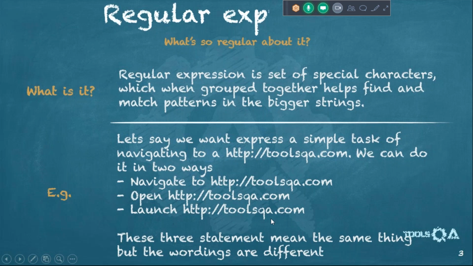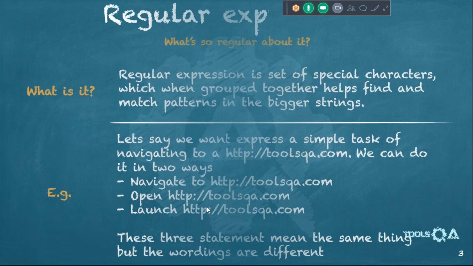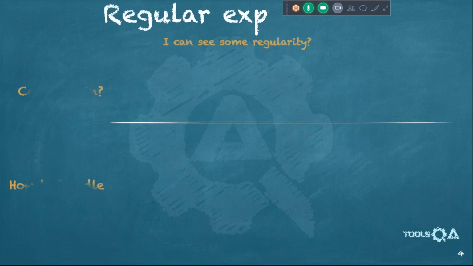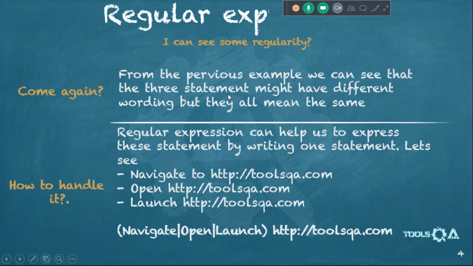So what regular expression gives you is the power to condense these three statements into one, so that you don't have to write separate step definitions using these three texts, these three string values. So how can you do that? If you move on to the next slide, you can see that from the previous example, I can condense these three statements into one regular expression, and the regular expression would be navigate, pipe, open, pipe, launch, and then the URL where I want to go to.